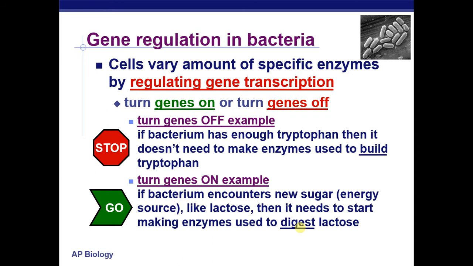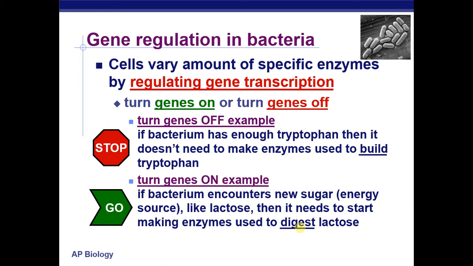Cells in prokaryotes vary the amount of a specific enzyme by regulating gene transcription. So, turning it on and off, or speeding it up or slowing it down. As an example of why a gene might be turned off, if a bacterium has enough tryptophan just from its natural environment, then it doesn't need to make enzymes that are used to build tryptophan. That would just be a waste. So if there's plenty in its external environment, we can turn off the genes that are responsible for creating enzymes that would build tryptophan.